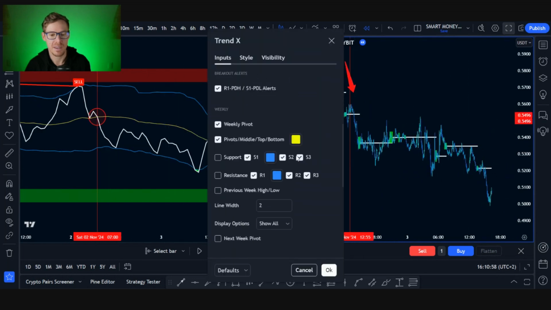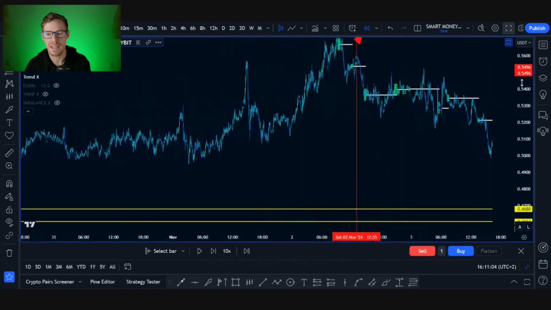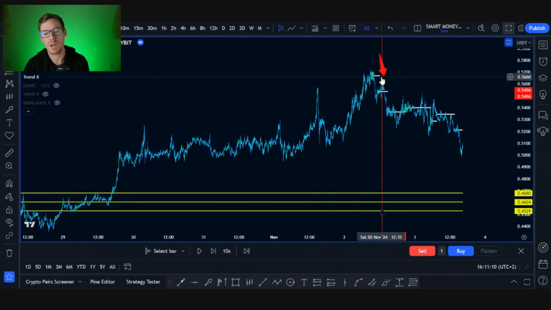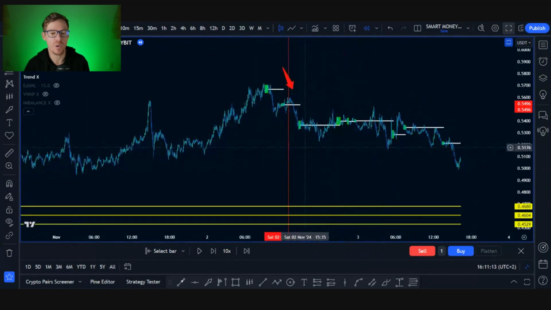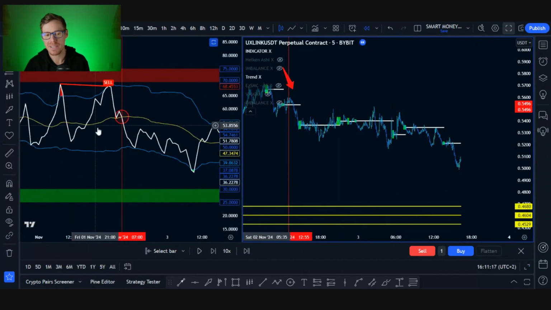I'm trying to get this to play now. Show all. Okay, so you can see, so you can see at this point we're above the trend X. So we are in a bullish frame, but there's obviously a point where a reversal occurs. And this is what TDI X is going to help us identify.